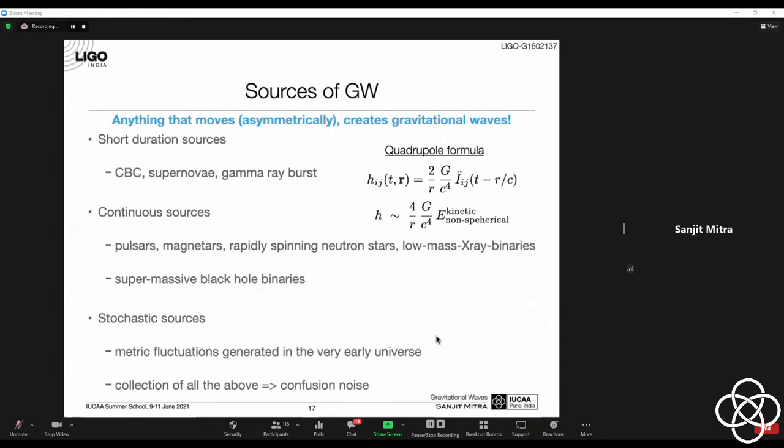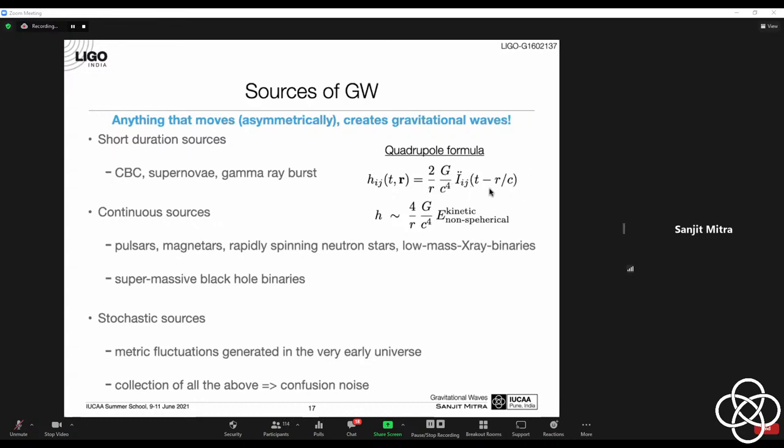Okay, so there are other sources of gravitational waves also. Basically, anything that moves asymmetrically creates gravitational waves. If a perfect sphere is spinning about one of the axes going through the center, then no gravitational waves will be emitted. But if there are any deformations on the sphere, then there will be gravitational wave emission. Basically, the mass quadrupole moment has to change. I mean, the equation I showed, if you solve that equation, you will get something like this.